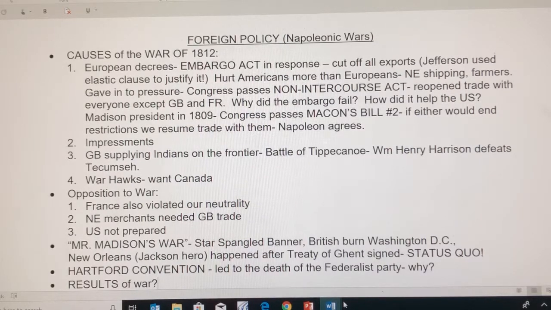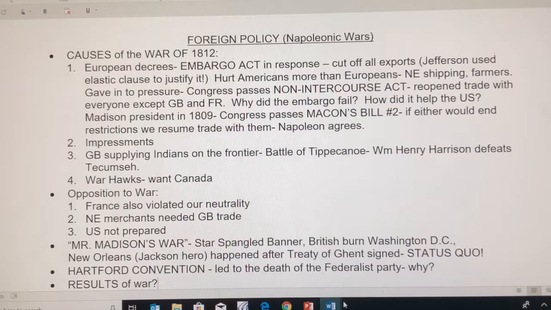They keep on taking our soldiers. They keep on taking our cargo. Also, they're still in the front, supplying the Indians with arms who are attacking American citizens as they move west. And we're going to see William Henry Harrison will go out in the Battle of Tippecanoe and deal with the Indians there. We are going to see the War Hawks.